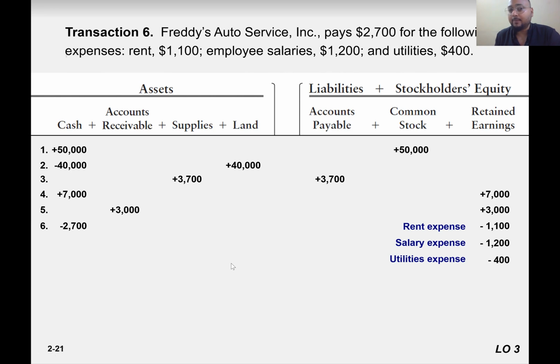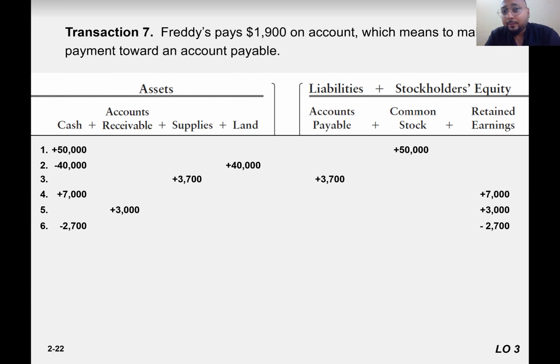Let's just talk about transaction 7. Now, Fred pays 1,900 on account. Which means to make a payment towards accounts payable. How much is in the accounts payable? 3,700. Fred pays 1,900. Right? Pays means pays in cash. Cash. Right? And when we pay cash, the outsider will receive cash, and our business liability will be decreased.